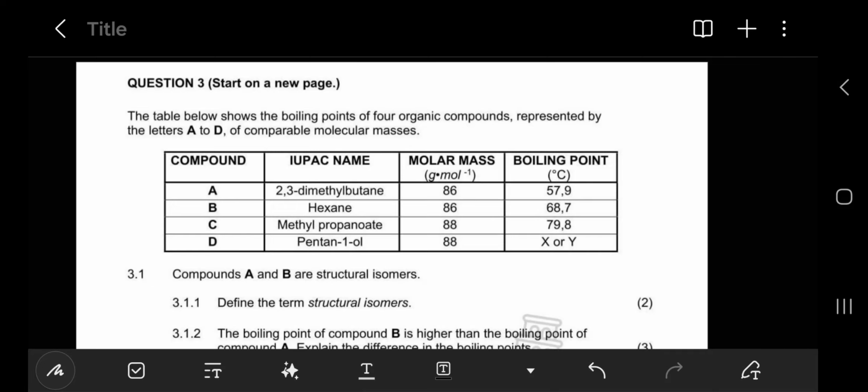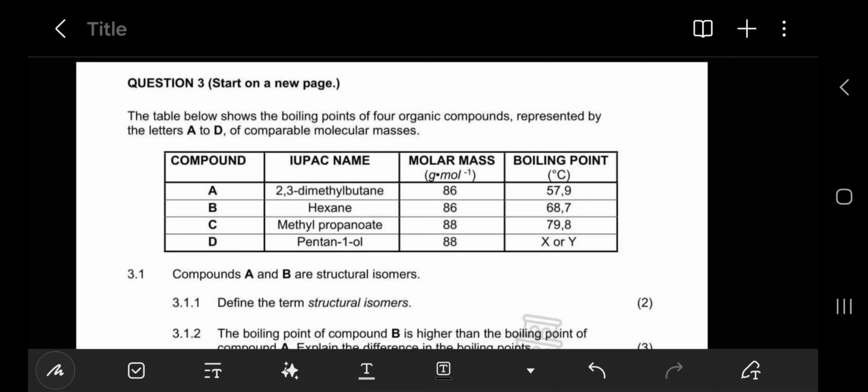Now they've given us IUPAC names, so we've got compound A as 2,3-dimethyl butane. So we understand that is an alkane. It has 4 carbons in the parent and it has 2 methyl branches, one on the second carbon, one on the third. Then we've got B as hexane, a straight chain alkane, just 6 carbons in the parent chain. Then we've got compound C, methyl propanoate, which is the name of an ester. And compound D is pentan-1-ol, that is an alcohol, containing 5 carbons in the parent chain.